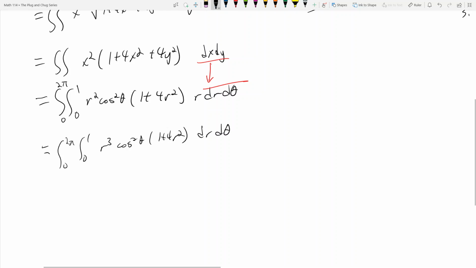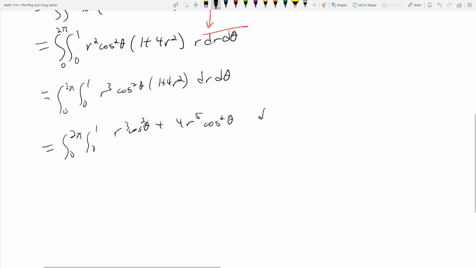Okay, so let's see. What's an easy way to do this? I guess we just got to pound this out. So that's equal to the integral from 0 to 2 pi, 0 to 1, of r cubed cosine squared theta plus 4r to the 5th cosine squared theta. Okay, and so I just distributed, dr d theta.